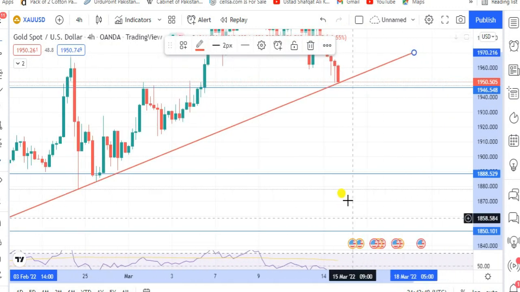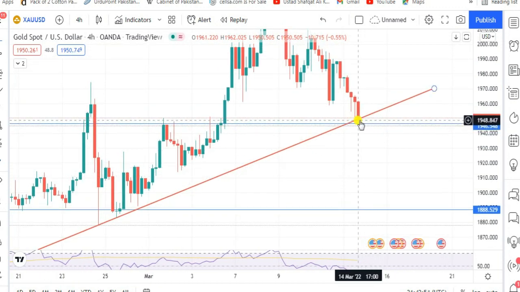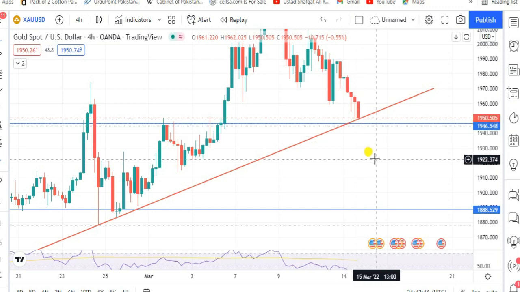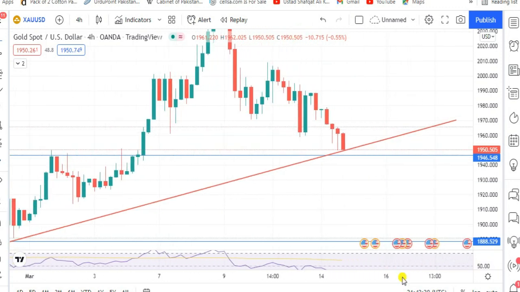We can look for buy trades from the 1945 or 1950 area. But it's risky because the market has created a bearish engulfing on the daily time frame chart and a head and shoulder pattern on the H4 time frame chart. So it is risky, but you can enter with a small lot size. I'm not giving you any signal, I'm just sharing knowledge. If you want to enter, use a small lot size and a clear confirmation.